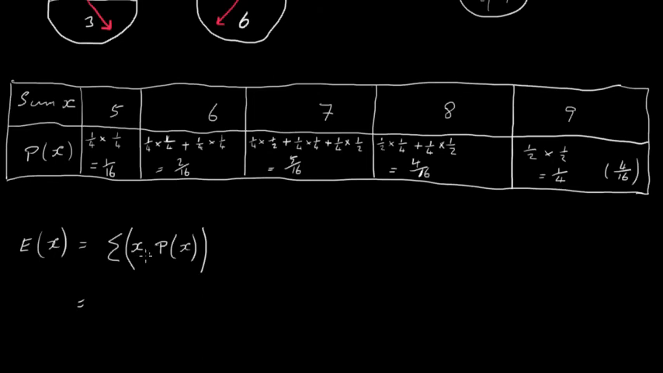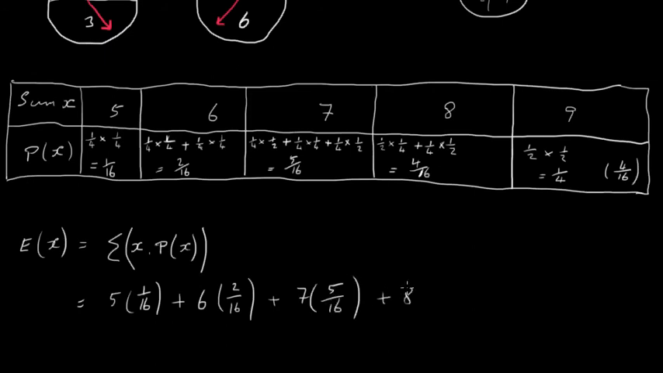Let's see. The probability of getting a 5 is 1/16. So we've got to multiply 5 by 1/16 plus, this is our sigma here, we're adding all these up. 6, we multiply that by 2/16. We've got a 7 here, that's 5/16. We've got an 8 here, so we multiply that by 4/16. And then we have a 9 here, and that is also 4/16. So if we multiply them out individually and then add our answers together, we should end up with 7.5.